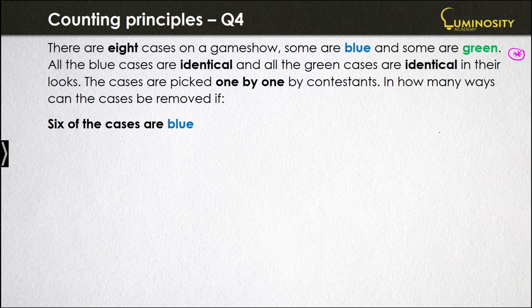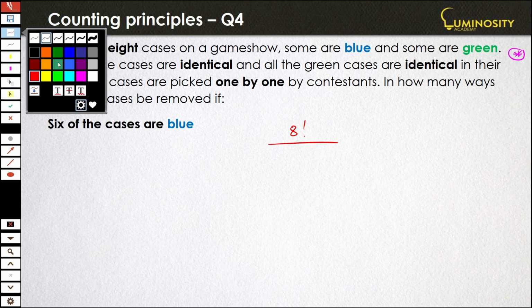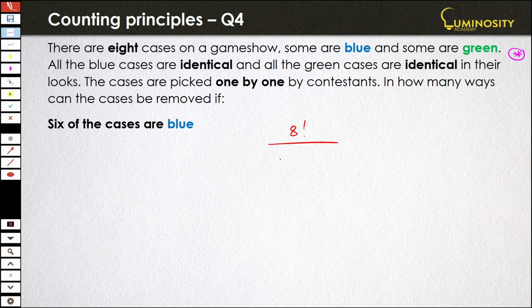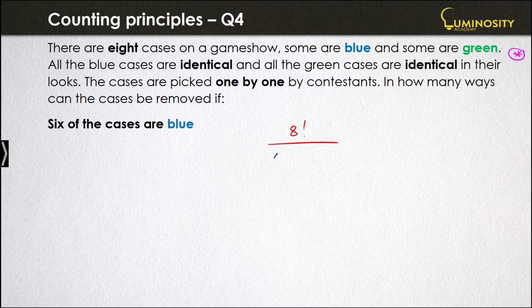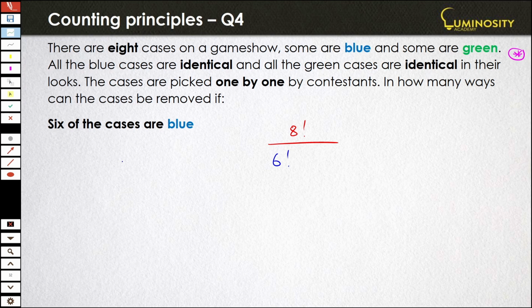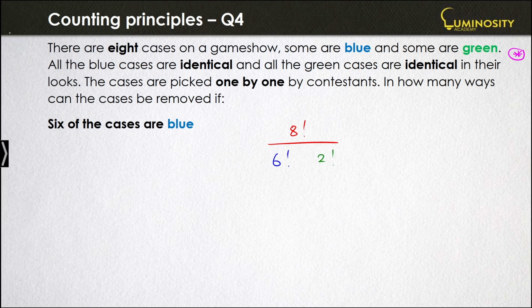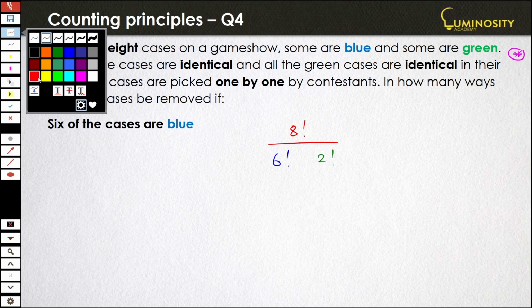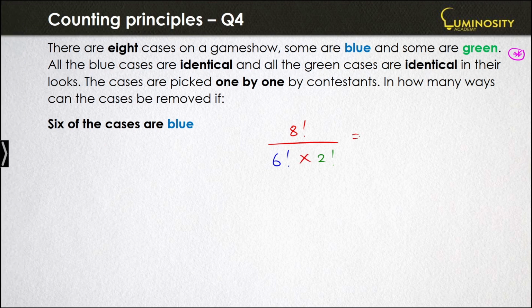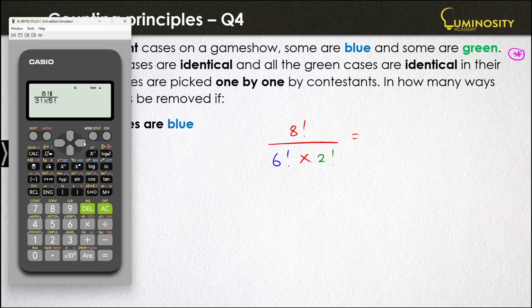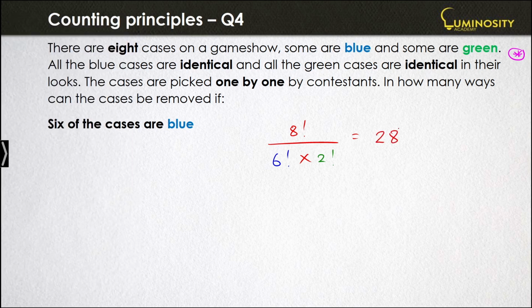And lastly, if 6 cases are blue, again there are 8 factorial ways to arrange those 8 different briefcases, but now there are 6 repeated blue ones. Therefore, there must be only 2 repeated green ones. So if we do that calculation, what do we get? It's 8 factorial divided by 6 factorial times 2 factorial. Let's use our calculator there. That's 6 factorial, that's 2 factorial, and we get 28 different ways.